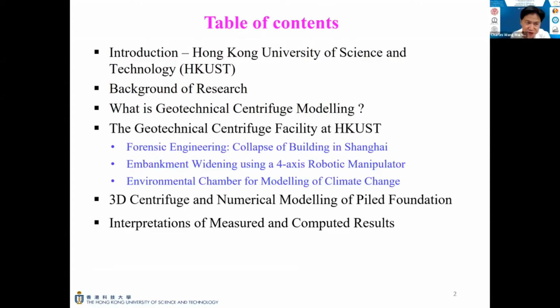Then I'll move on to three-dimensional centrifuge and numerical modeling of pile foundations subject to faulting, and present to you our interpreted measurements and computer results. And hopefully I still have time, then I'll come to the conclusions.